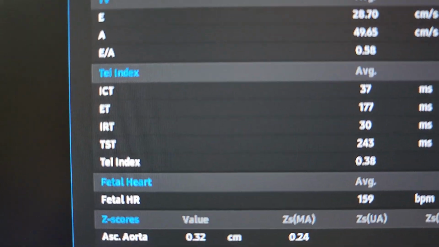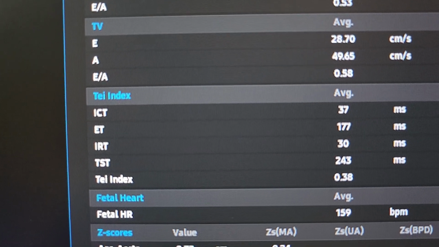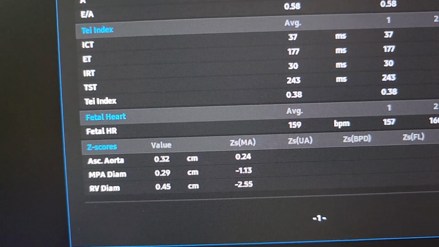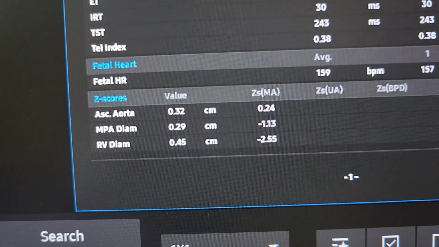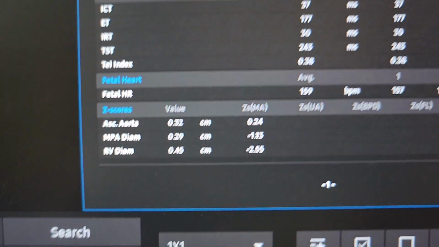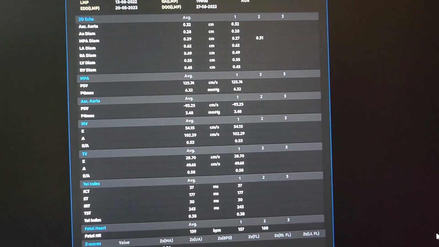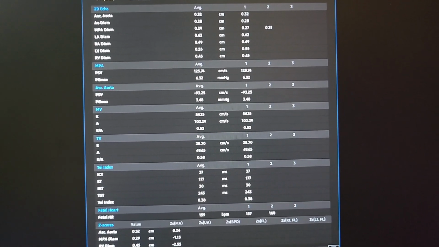That's the TEI index, which has the isovolumetric contraction, ejection time, isovolumetric relaxation, and the myocardial performance index. We have done the fetal heart atrial heart rate, ventricular heart rate. Also, we have looked at the Z scores of the ascending aorta, pulmonary artery, chambers, etc. So that completes the fetal echo in terms of morphological 2D analysis, color Doppler analysis, pulsed wave Doppler analysis.